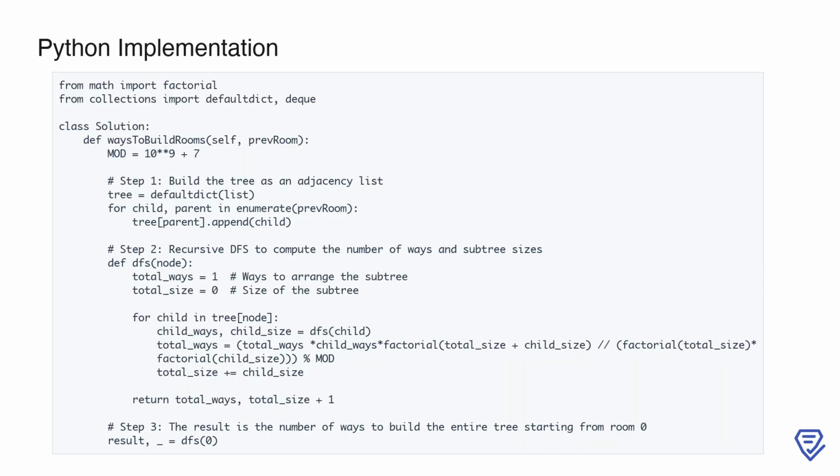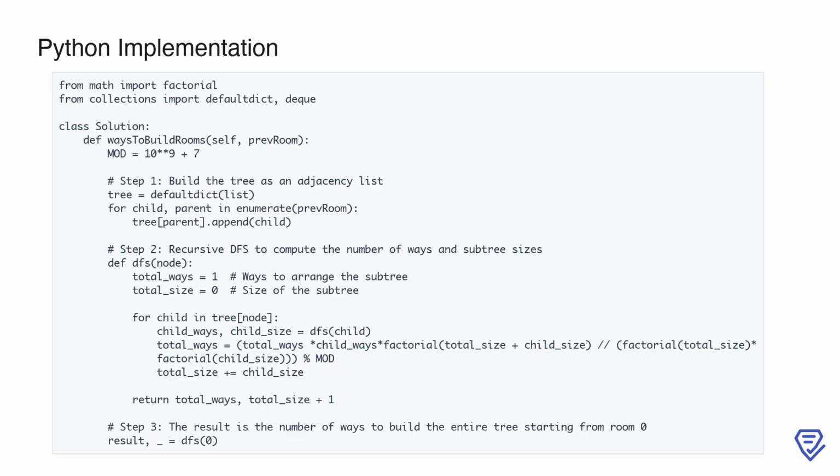Here, we begin the Python implementation for solving the problem of counting the ways to build rooms in an ant colony. First, we import the necessary modules: factorial from the math library to compute permutations and combinations, and defaultdict and deque from the collections module to manage our tree structure. Next, within the Solution class, we define the waysToBuildRooms method, which takes prevRoom as input. This input represents the parent-child relationships between rooms.